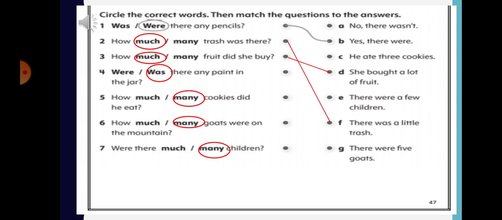Number 4, was there any paint in the jar? No, there wasn't. Number 5, how many cookies did he eat? He ate 3 cookies. Number 6, how many goats were on the mountain? There were 5 goats. Number 7, were there many children? There were a few children.